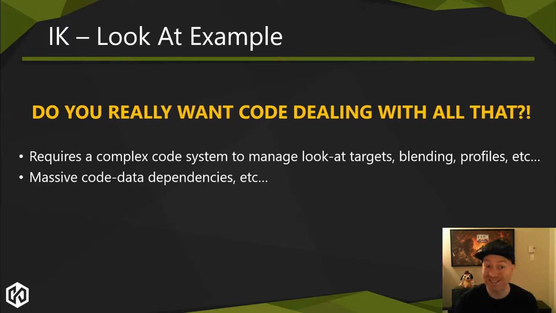And frankly, you don't want code dealing with all this, because now some programmer has to figure out, well, I have a look at target, and then I have a combat look at target, and then my feet are being IK'd, but then I'm supposed to do this other IK thing, so now I have to turn it off here, and it becomes a mess. And then animators will constantly be like, well, this isn't doing what I want, turn off the IK. There are better solutions.